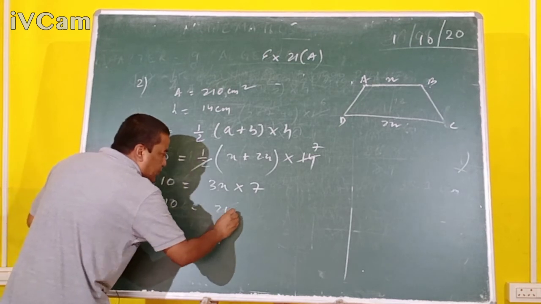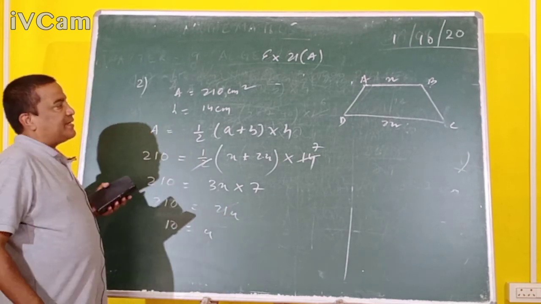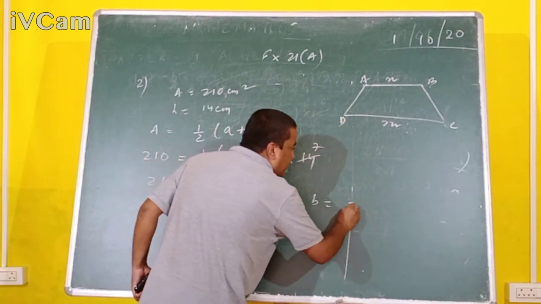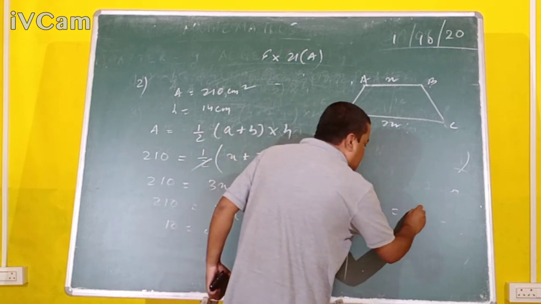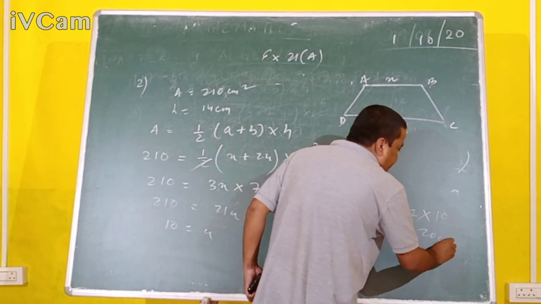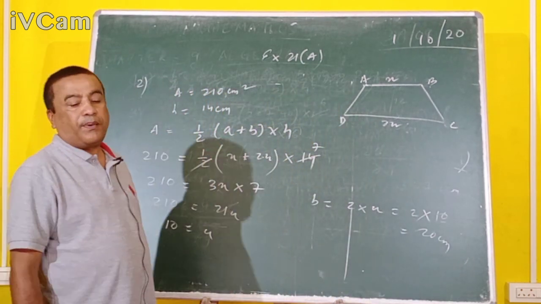210 equals 21x. If you divide it, you will get 10. So if x is 10, the other side is 2x, which means B will be 2 into x. Now just substitute the value. 2 into 10, that is 20 centimeter. Thank you very much. In the next class, I will teach you parallelogram.